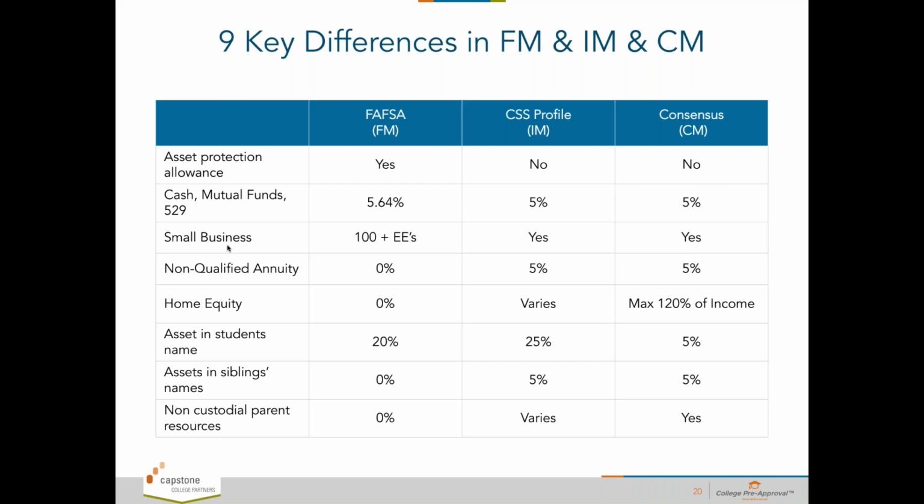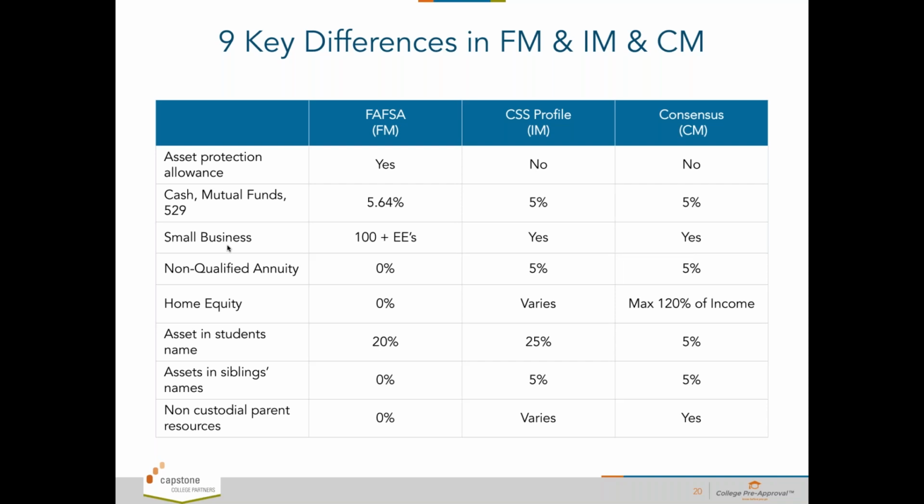I'm not going to dig into that today. It is something we go through in the course of how you report, but just from a high level, understand that if you have less than 100 employees, your small business is not counted against you in the federal method at all. But the profile and consensus would want to know what kind of resources you have within your business.